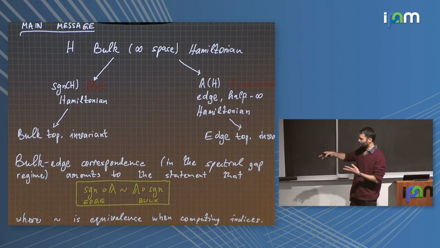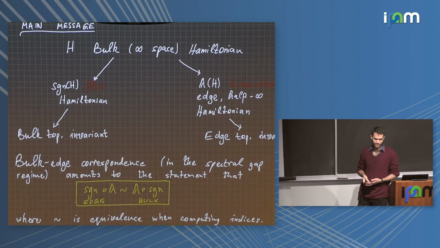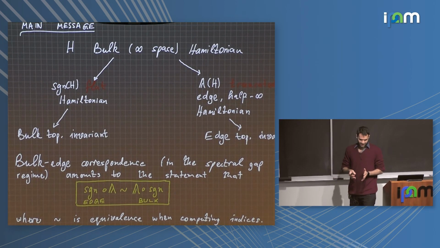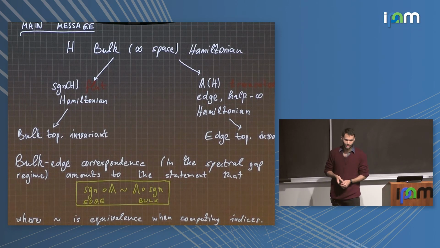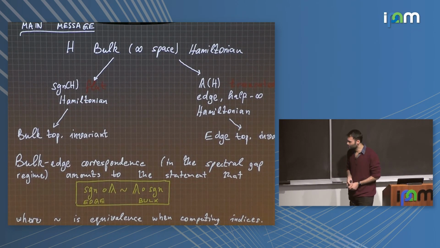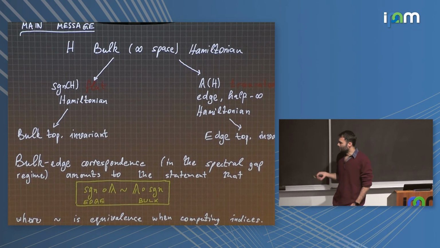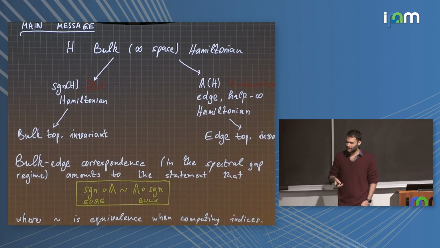So this is not a very general proof. It has been proven for spectral gap topological insulators. I don't really know how to extend it to mobility gap strongly disordered topological insulators. For that, one needs other tools. And it also works right now in the tight binding regime.